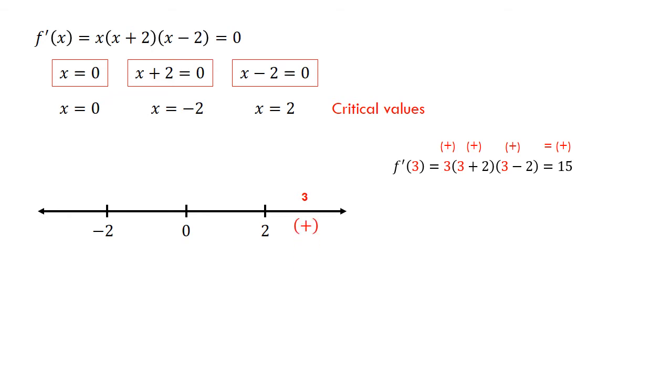On the interval from 0 to 2, we can pick a number between 0 and 2, for example we can pick 1.